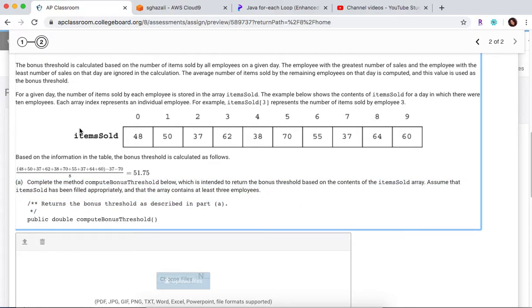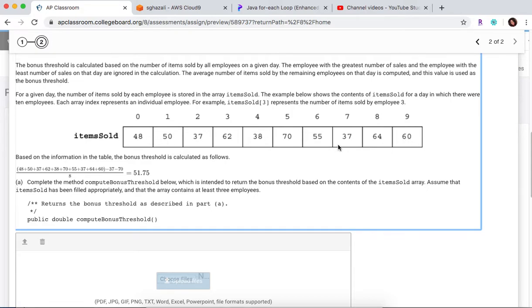Okay, what I like is the fact that they give us an example, which is awesome. Okay, so here is how the bonus threshold is calculated. So let me read. The bonus threshold is calculated based on the numbers of items sold by all employees on a given day. The employee with the greatest number of sales and the employee with the least number of sales on that day are ignored in the calculation. The average number of items sold by the remaining employees on that day is computed, and this value is used as the bonus threshold.